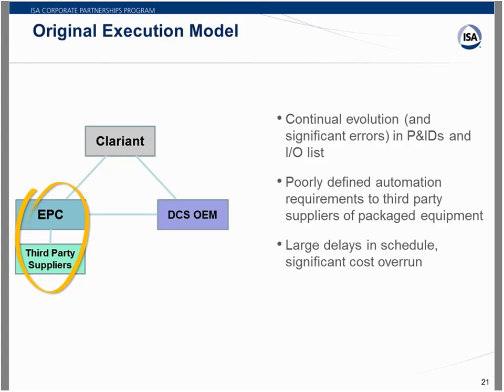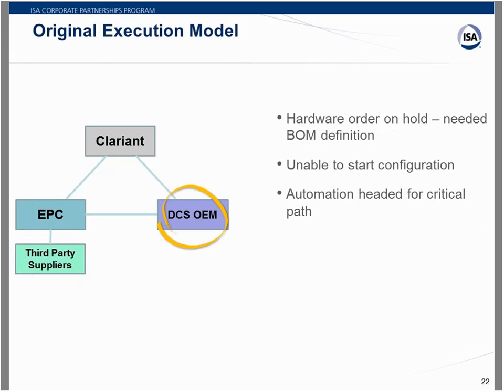And as a result, what was being supplied by the third-party suppliers was not going to integrate with the rest of the control system. Even though it was early in execution, there were already large delays in the schedule, and there were significant cost overruns from the original estimate. So that's kind of what was happening around the EPC side of it.